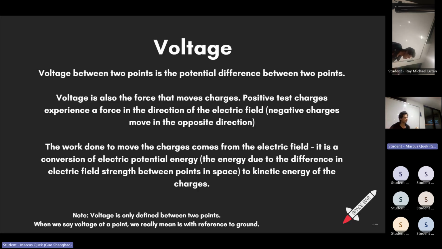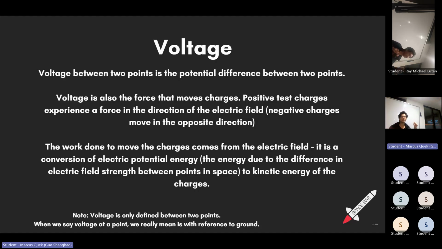So let's say I have my potential field. There's just a whole bunch of numbers everywhere, right? And then I've got a point charge over here. It moves in the direction that decreases the potential the fastest, okay? The work done to move the charges comes from the electric field.